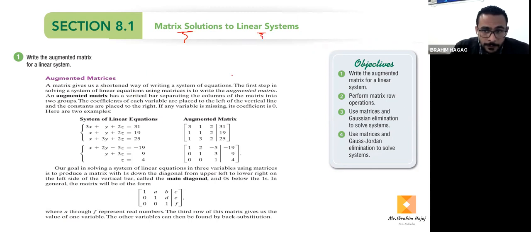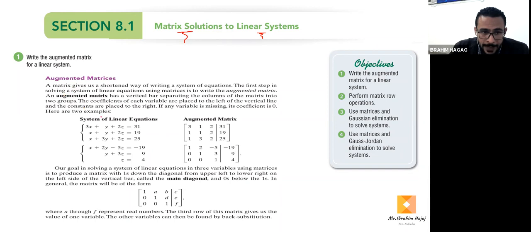First of all, you see our objectives in this lesson. There are 4 objectives. Number 1, write the augmented matrix for a linear system, and then perform matrix row operations, and then use matrices and Gaussian elimination to solve systems. Use matrices and Gauss-Jordan elimination to solve systems.